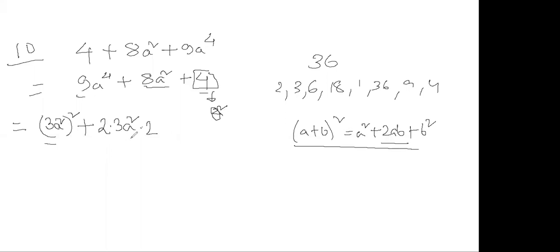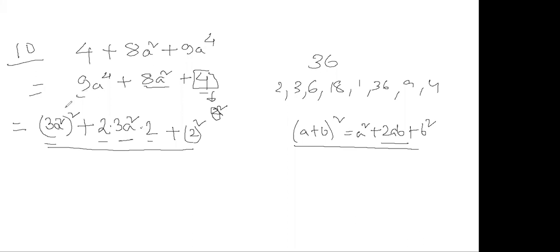2ab, then plus 4 we can write as 2 whole square. So till now we have converted this into a plus b whole square. But some of you may ask, 2 into 3 is 6, 6 into 2 is 12. So it becomes 12a square. But over here I have 8a square, right? So how can I get 4a square less? Are you getting my point?